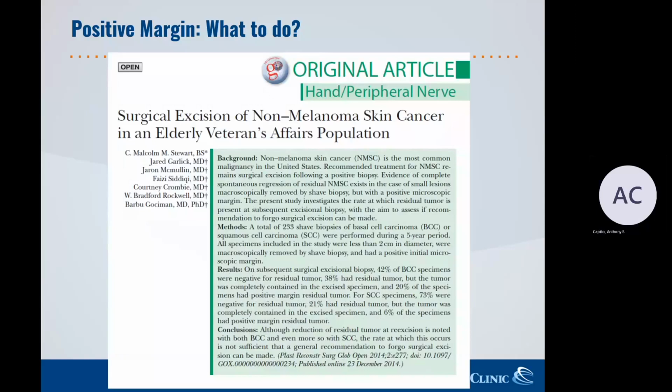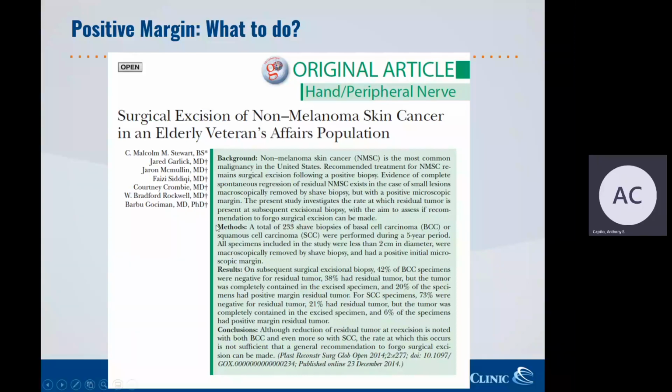So if you didn't get a clear margin, what to do. So this is a study from the VA hospital out in Utah where they did shave biopsies and they looked at 233 shave biopsies. And what they wanted to see, if there was a positive margin, what would happen on a subsequent excisional biopsy. Now, was the repeat biopsy, did it show cancer or was it completely scar tissue? Because sometimes when you do an excision or a shave, you do get the last cancer cell and then it won't turn out to be any additional cancer on your positive margin.